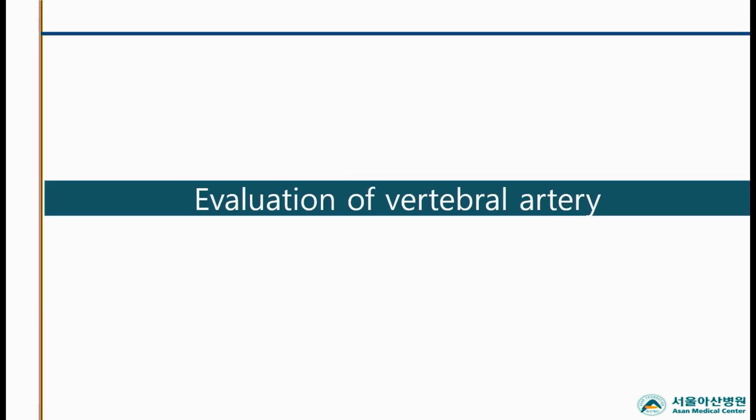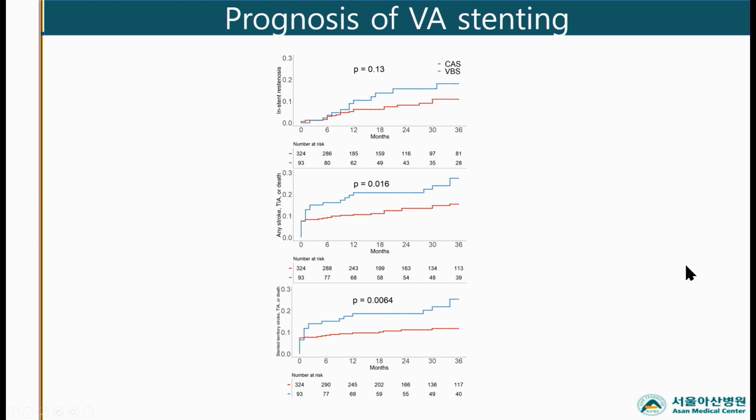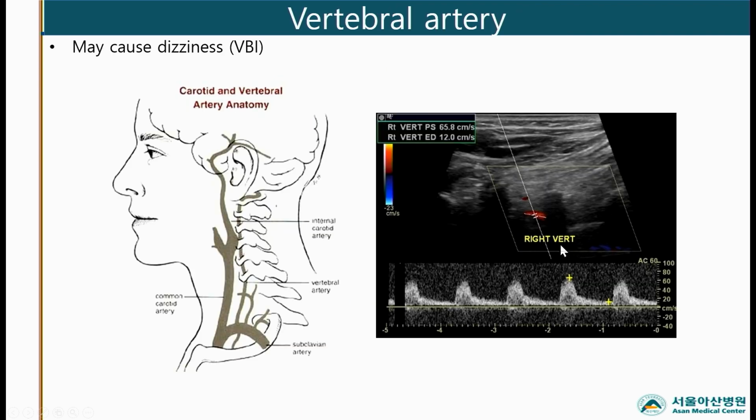For the last 2 minutes, I'd like to show some data about the vertebral artery. According to our data, when we performed stenting, the in-stent restenosis rate and the rate of ischemic stroke were much higher in those who received stenting in the vertebrobasilar system. So even after stenting, I think the management for vertebral artery disease should be much more aggressive regarding lipid lowering or antiplatelet agents.